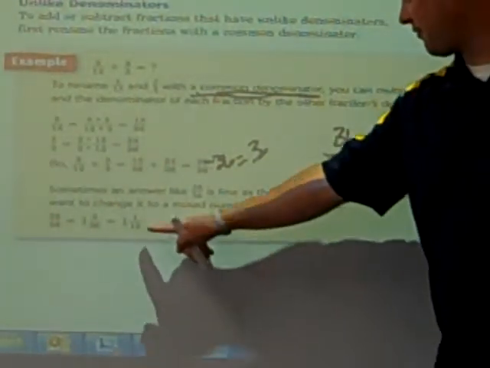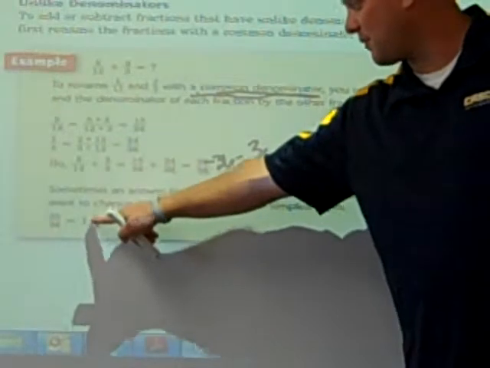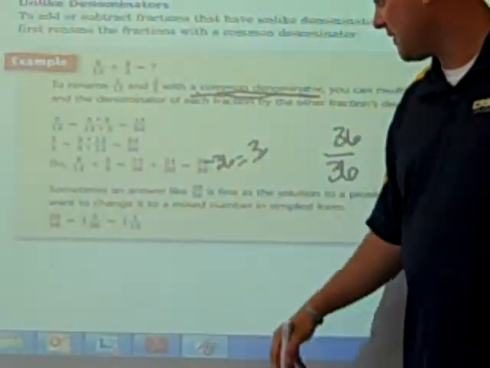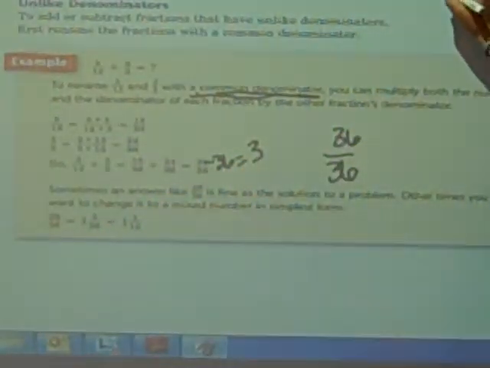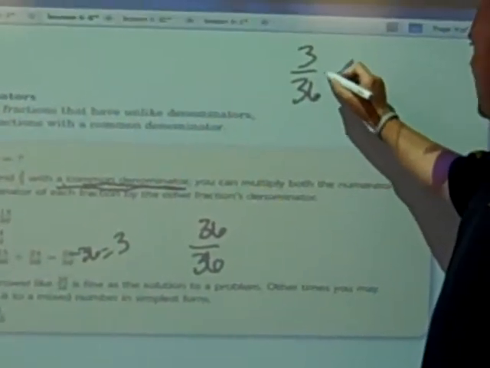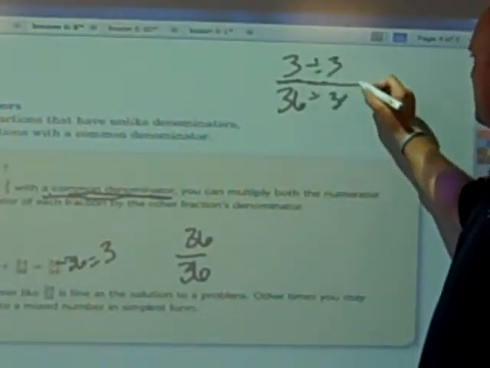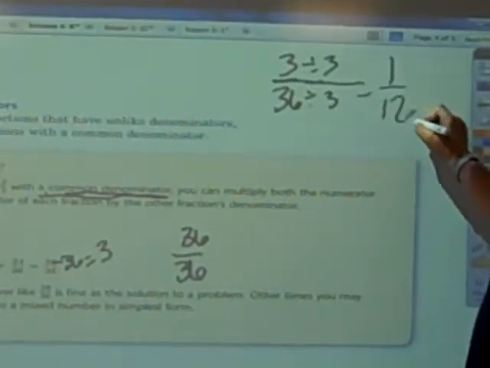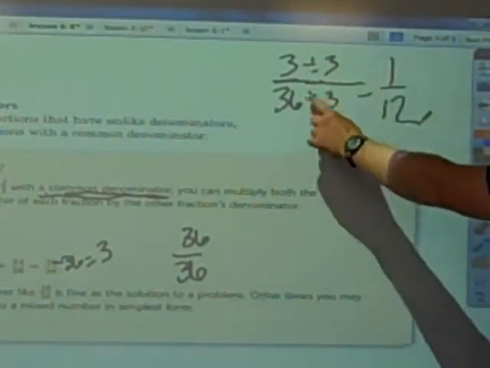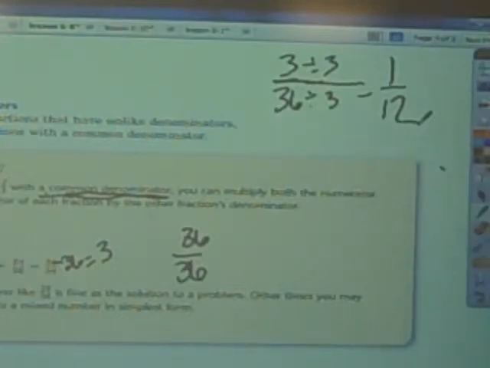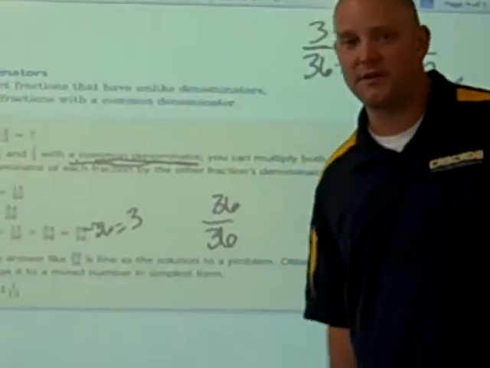You can go a little bit further and put it in simplest form because I know 3 is going to go into both of those. So my 3/36, I can take and divide both those by 3 and get my 1/12. 3 divided by 3 is 1. 36 divided by 3 is 12. So that's taking it even another step further.